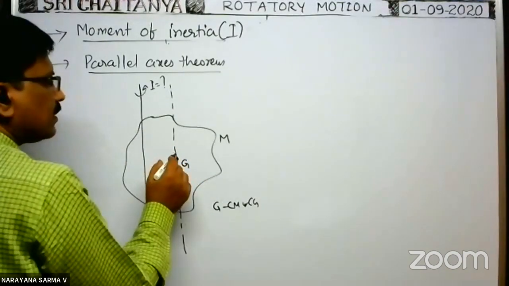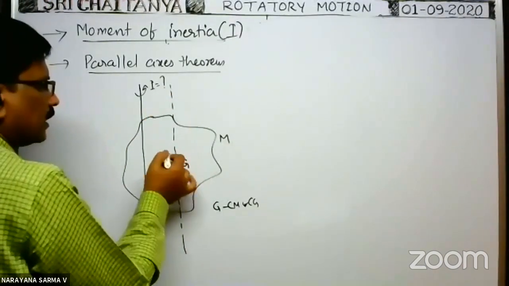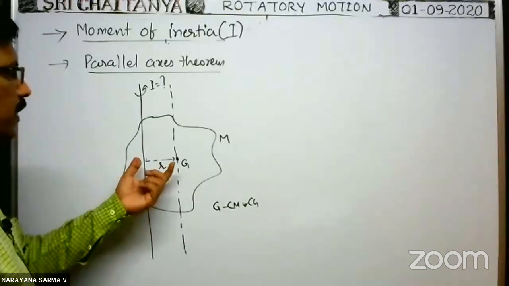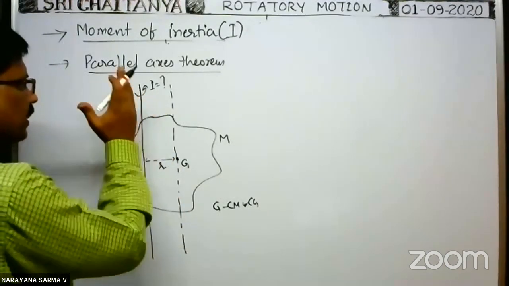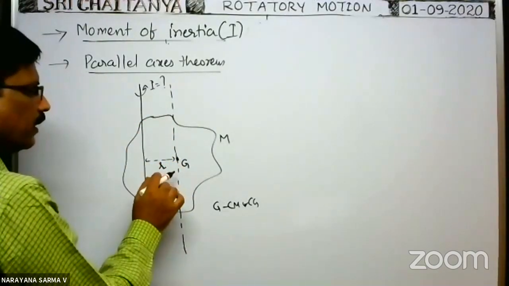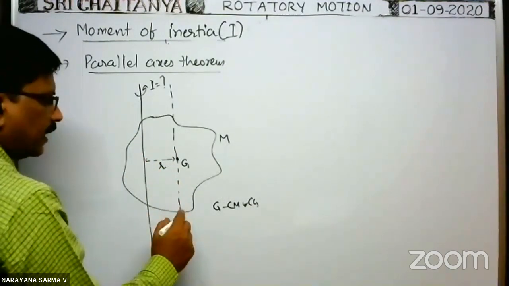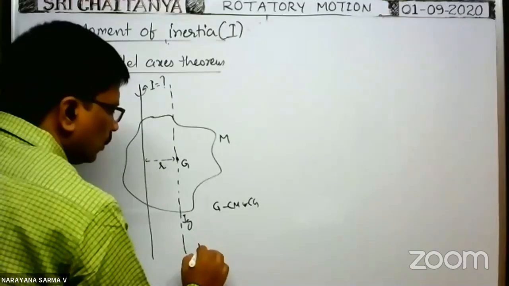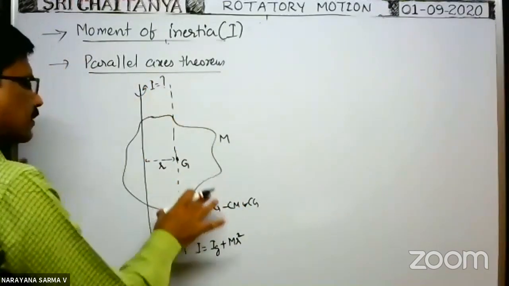The perpendicular distance of the axis passing through the center of mass and parallel to the given axis is, say, small r. So small r is the perpendicular distance between the two parallel axes. Now the moment of inertia of this rigid body about the given axis is capital I. The moment of inertia of the rigid body about an axis passing through the center of mass, parallel to the given axis, is, say, Iz. Then, according to the parallel axis theorem, I is equal to Iz plus m r squared. This is the formula for the parallel axis theorem.